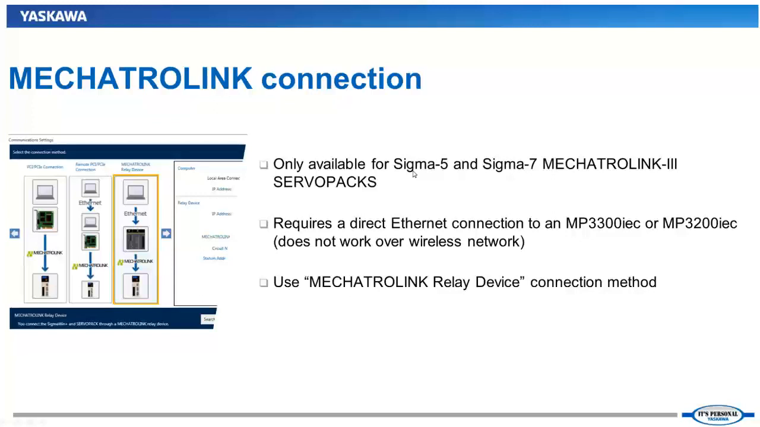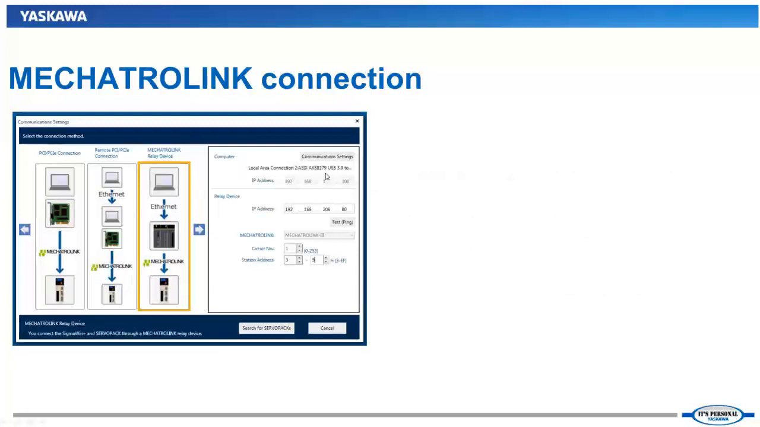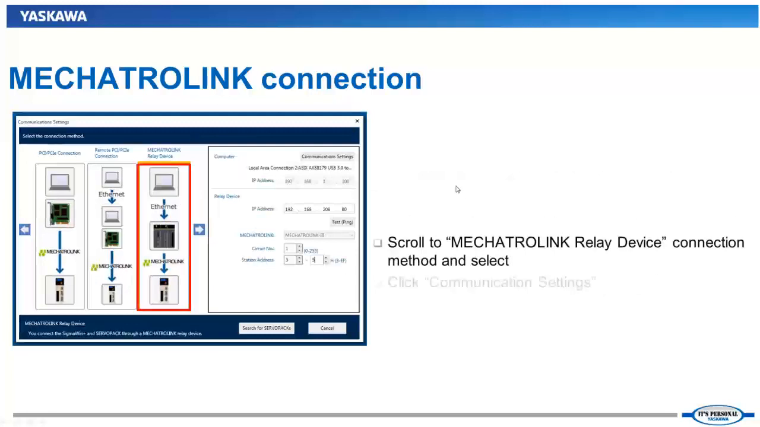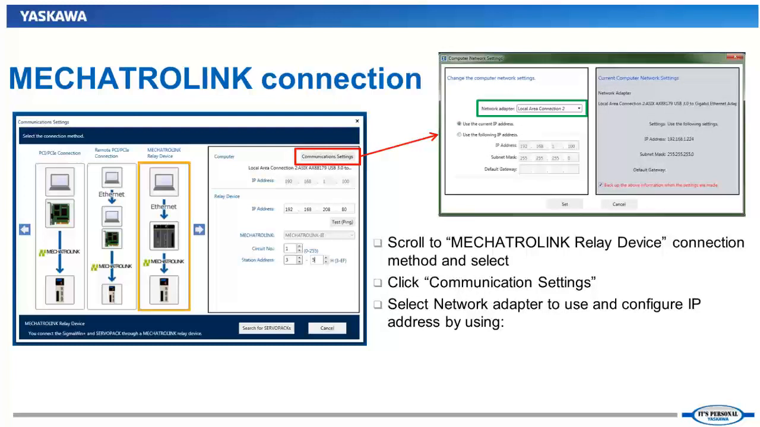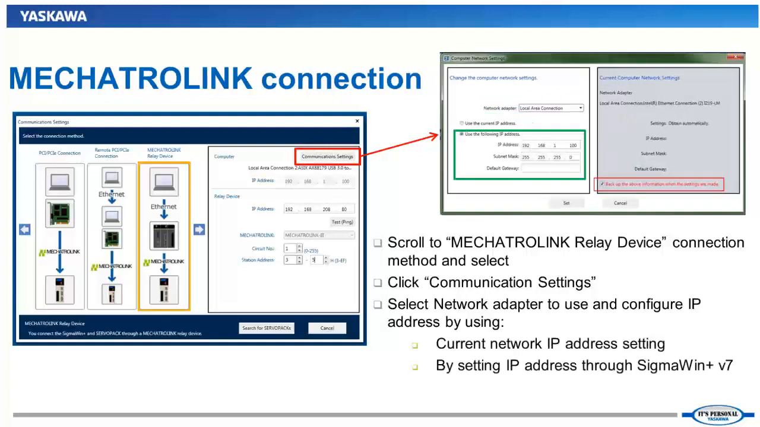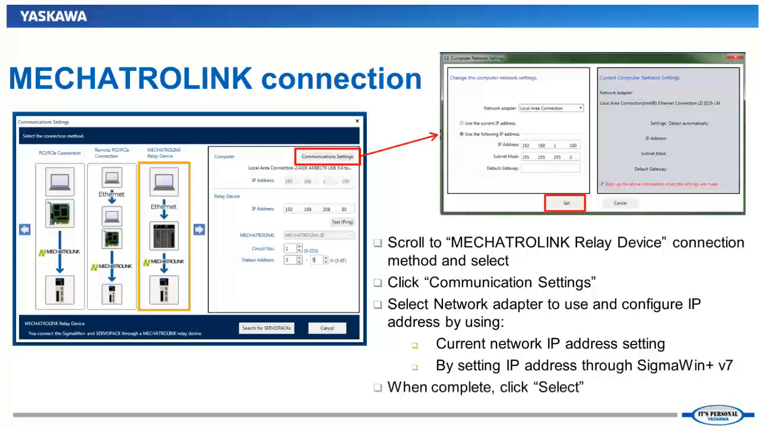So to connect over MECHATROLINK, you scroll over to MECHATROLINK relay device. Once selected, you will need to click communication settings and either use your current IP address, or you can set an IP address through Sigma7. Need to choose the right network adapter. If you do set the IP address, you can back up your settings so that when Sigma7 is exited, it will revert back to your old IP address settings, which is kind of a handy feature. Once you've completed selecting your IP address, you'll hit set.